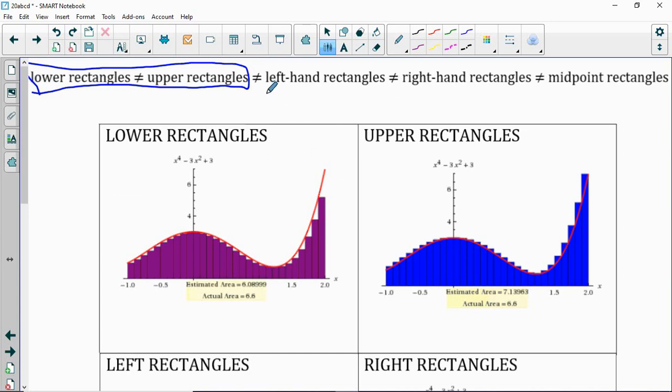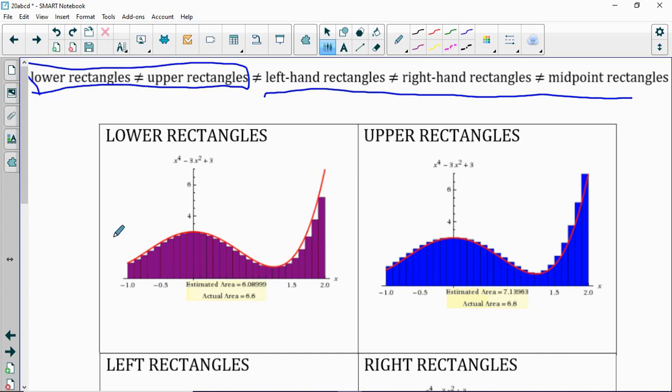The AP, however, is going to use a combination of these three: left-handed rectangles, right-handed rectangles, and midpoint rectangles. So I just want to differentiate between all of these really quickly. I've got 5 examples coming up here. Each of them deals with the same function, x to the 4th minus 3x squared plus 3, going from x equals -1 to x equals +2. We want to calculate the area underneath that curve.